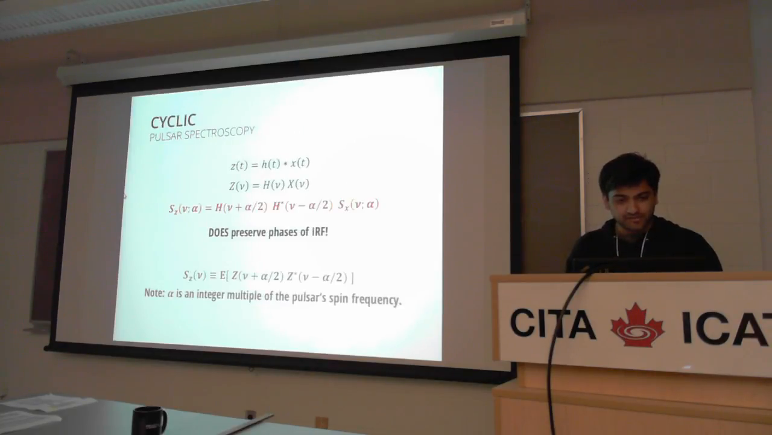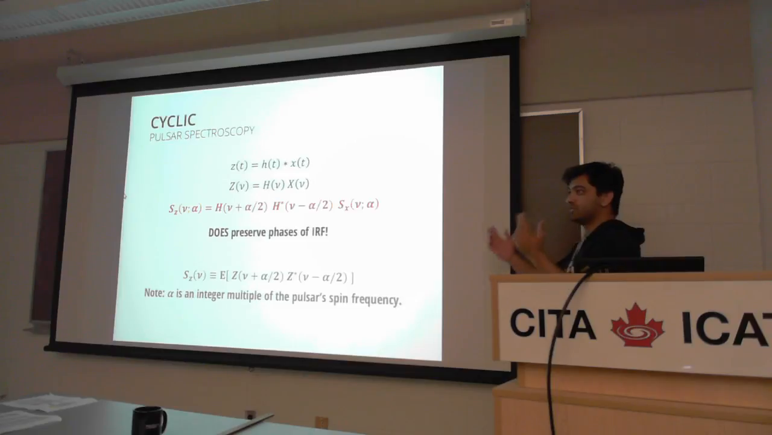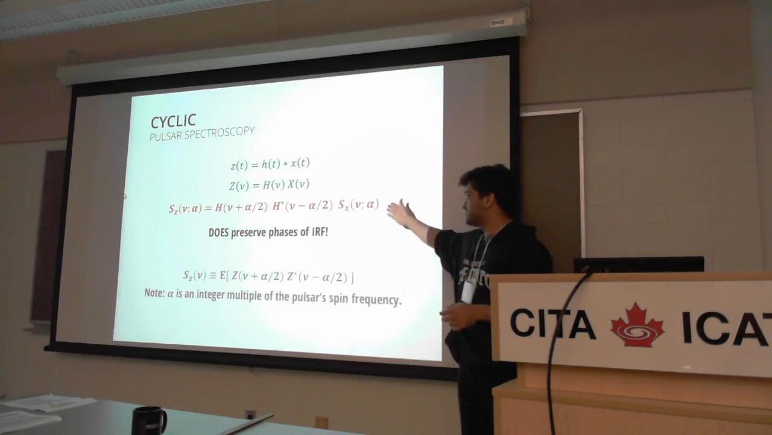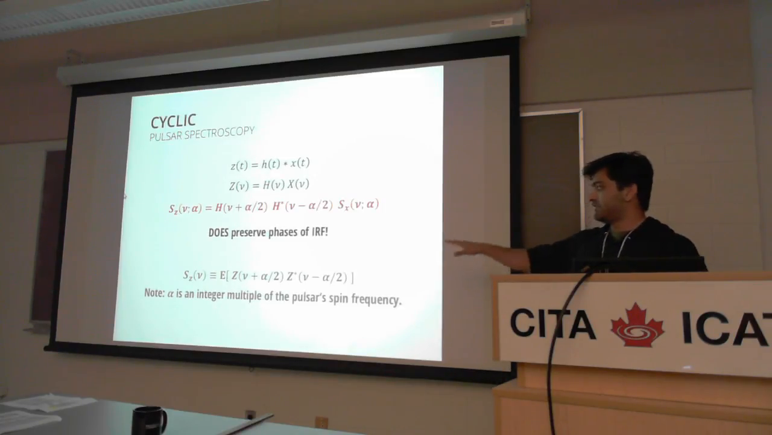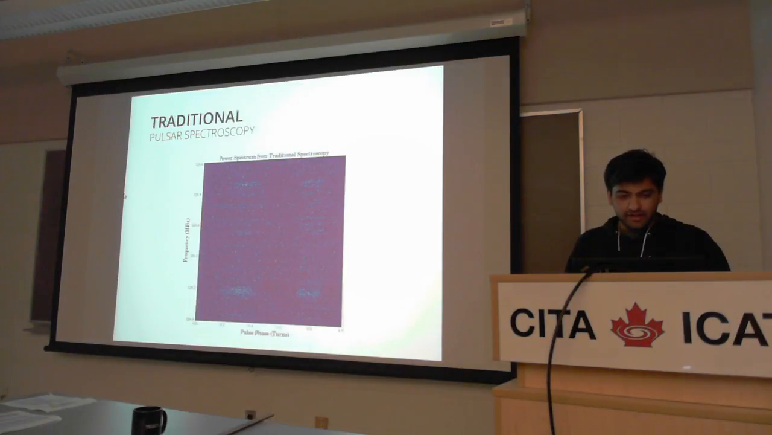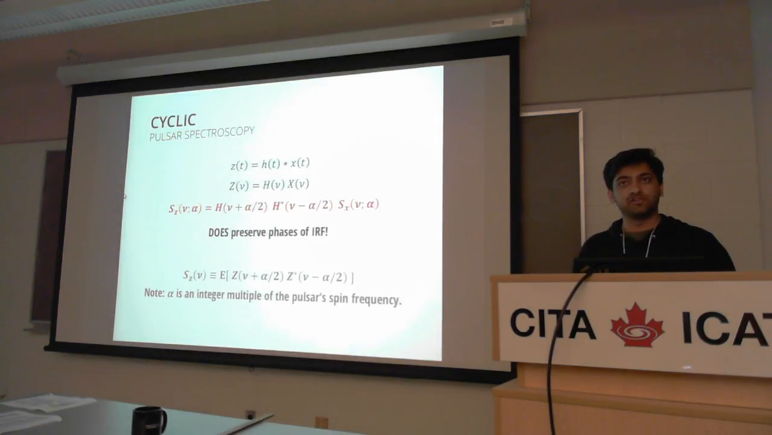I'll get to it. So in cyclic spectroscopy, you assume the cyclical nature of the pulsar, and you have this equation, which does preserve the phase of the impulse response function. And alpha there is just an integer multiple of the pulse rotation frequency, which is the harmonic. And one cool byproduct of this technique is that you don't have to give up time resolution for frequency resolution.